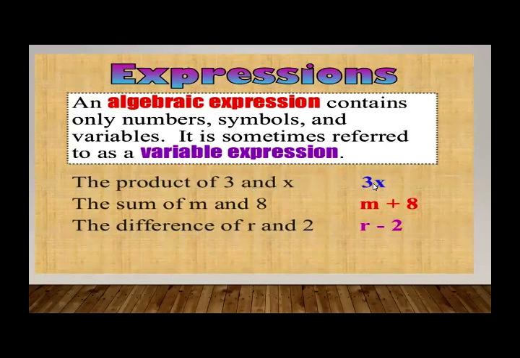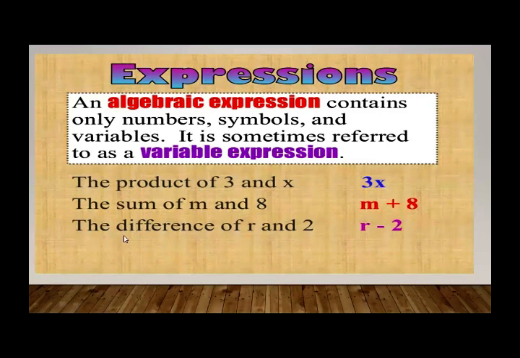It means between 3 and x there is multiplication. So it is representing the product of 3 and x. The second is the sum of m and 8. Sum means addition, so for addition we use the plus sign. So in algebraic form we write m plus 8 for the sum of m and 8.